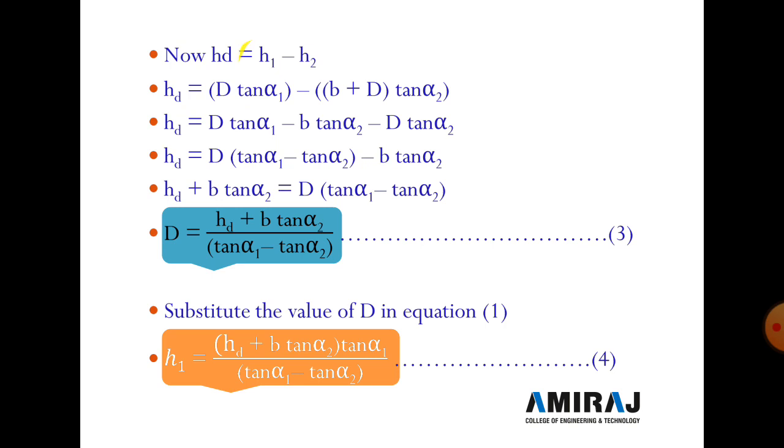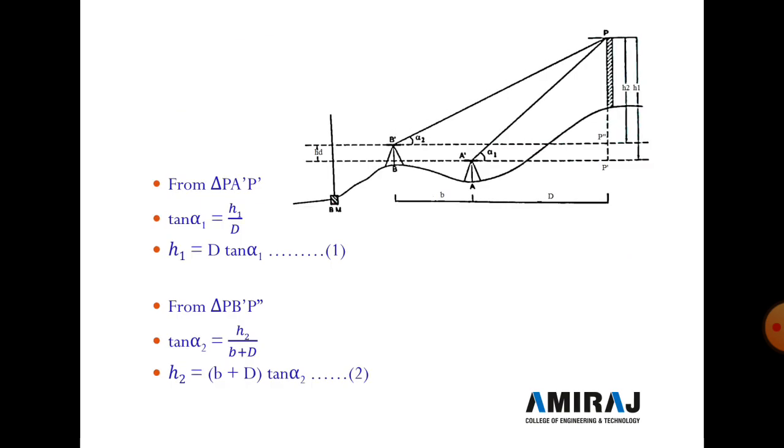Now h2 minus h1 is equal to hd. Put the values of equations number 1 and 2 in this equation. h1 we already calculated as d tan alpha 1, and h2 we calculated as b plus d tan alpha 2.